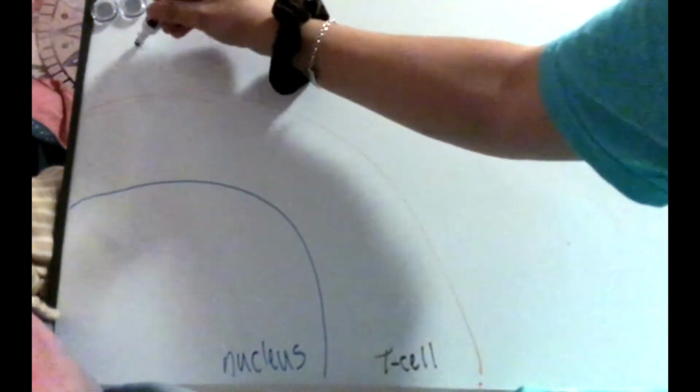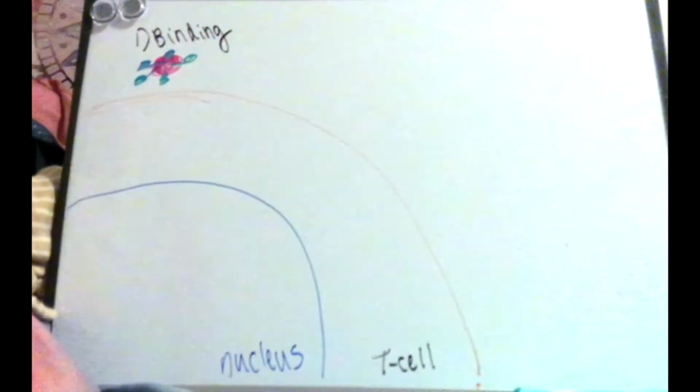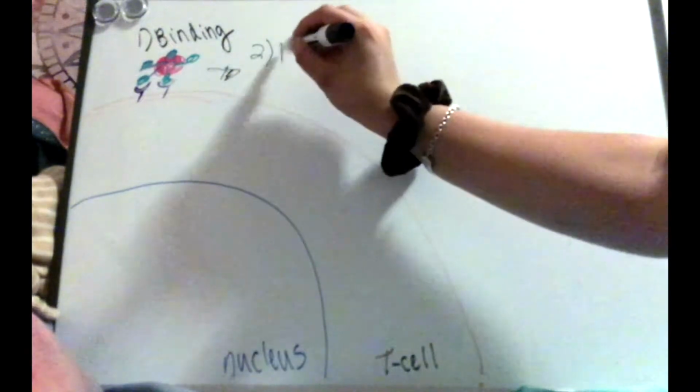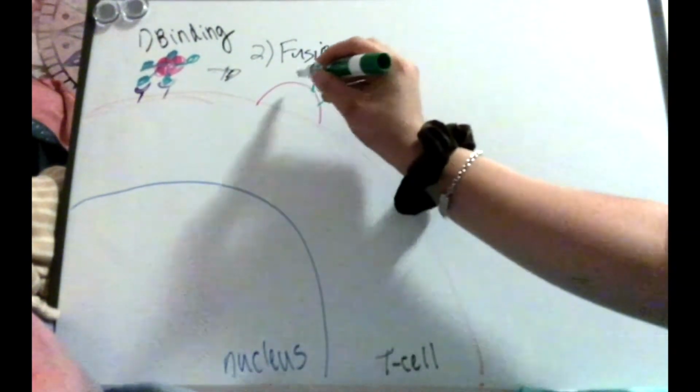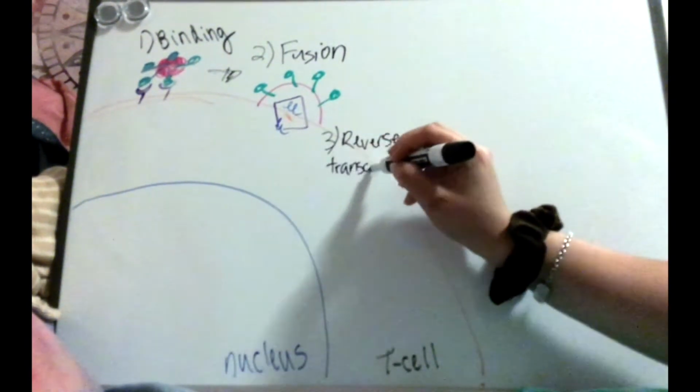The first step in the HIV life cycle is called binding. This is where the virus attaches itself to the receptors of a T cell. Next, the HIV envelope and T cell membrane join together in a process called fusion. This allows the virus to infiltrate the T cell. Once inside, reverse transcription begins.